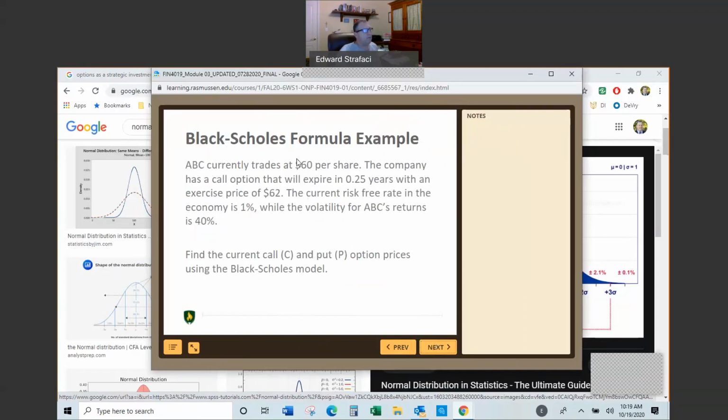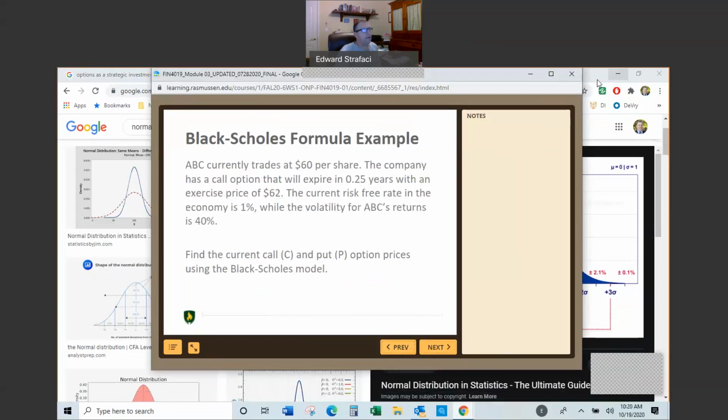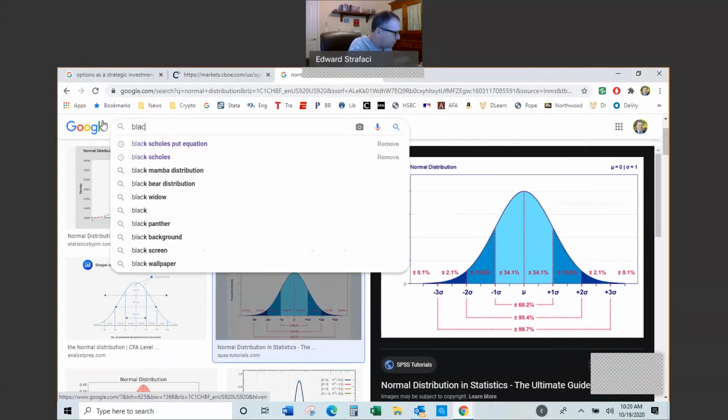And then if you plug the numbers in, a $60 stock with 3 months left, which is a quarter of a year, and an exercise price $2 above, the current risk-free rate in the economy is 1%. The volatility for their returns based on past performance is 40%. Calculate everything, and those are the numbers you're going to come out with. Let's look at these numbers again and plug them into a formula. You know, this is not like an obscure thing. The Black-Scholes model is something you see everywhere. You can get a ton of information and calculate.